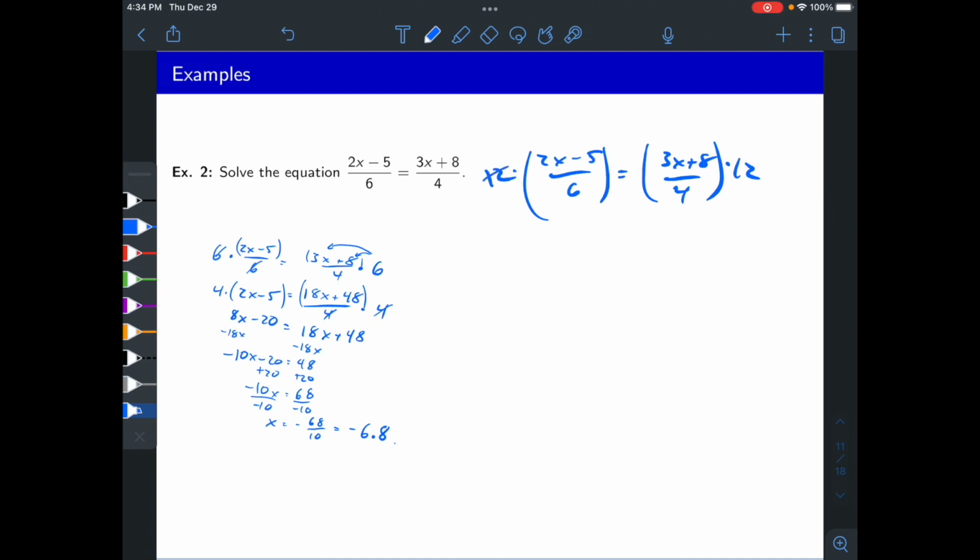Now if you do that, the 12 cancels with the 6 and you're left with a 2. Now I multiply the 2 by everything. I get 4x minus 10 on the left, and on the right, 12 over 4 is 3. And I get 3 times 3x is 9x, 3 times 8 is 24. Now I can just proceed as normal. Oh, I forgot an x over here, sorry. So yeah, 2 times 2x would be 4x, and then minus 2 times 5 is negative 10.